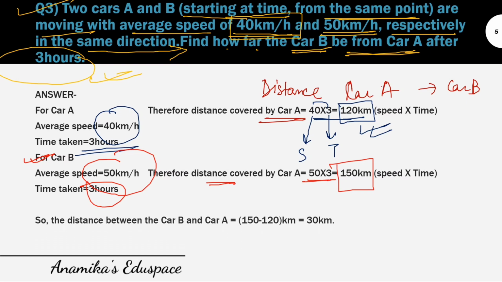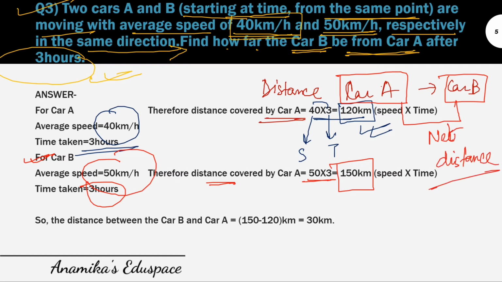Clear? So now we will find the difference between car A and car B. Then only we will get the net distance between car A and car B. Clear? So to find out the net distance between car A and car B, we have to subtract the distance of car A from car B. So 150 minus 120, which would be 30 kilometers. Clear? So this would be the answer.